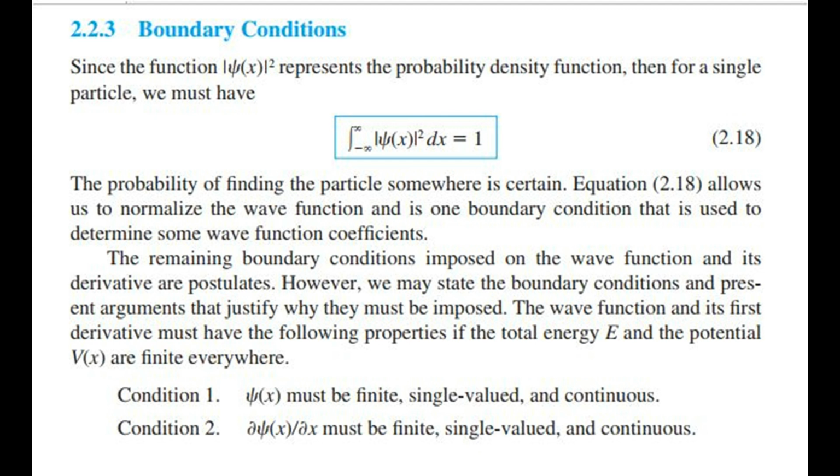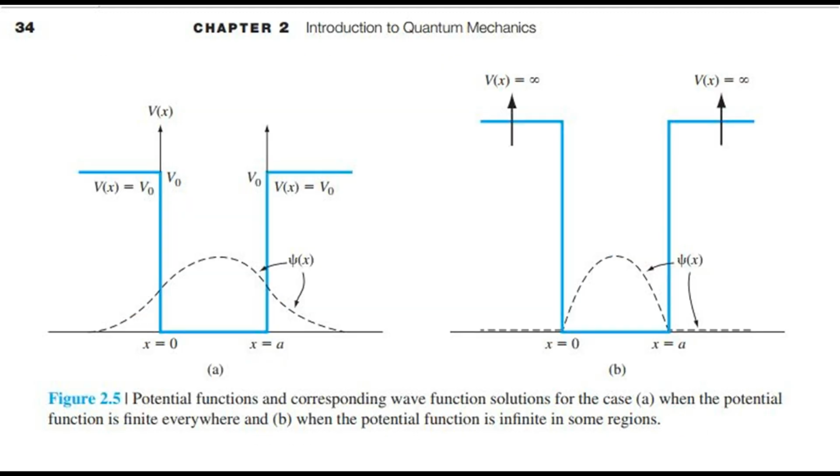Condition 1: ψ(x) must be finite, single-valued, and continuous. Condition 2: dψ(x)/dx must be finite, single-valued, and continuous. Figure 2.5: potential functions and corresponding wave function solutions for the case A, when the potential function is finite everywhere, and B, when the potential function is infinite in some regions.